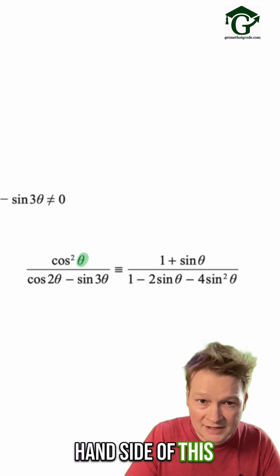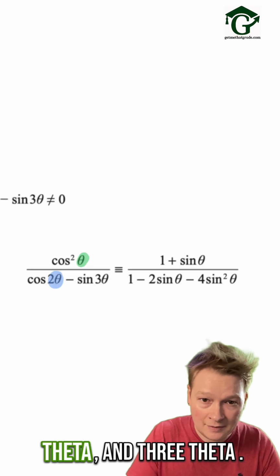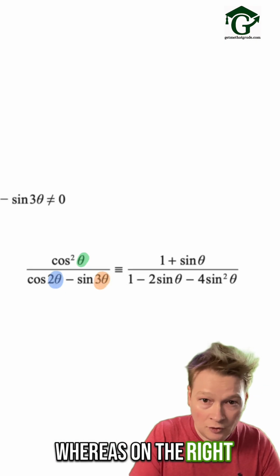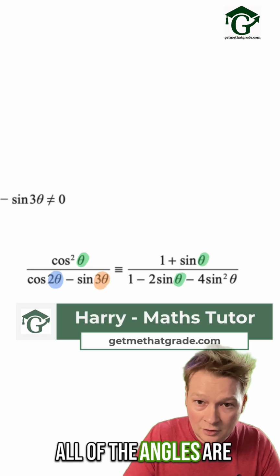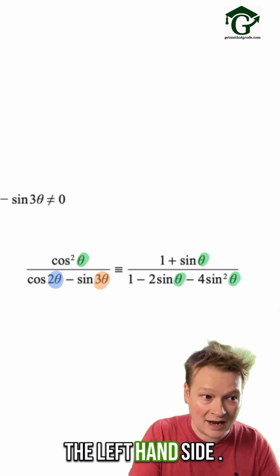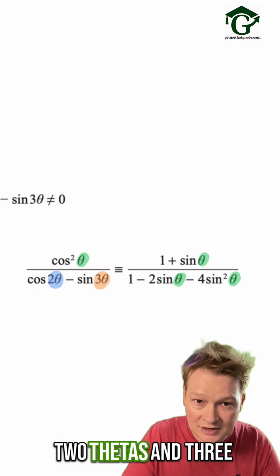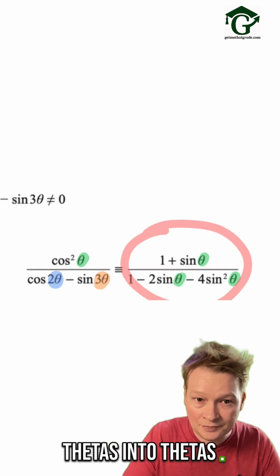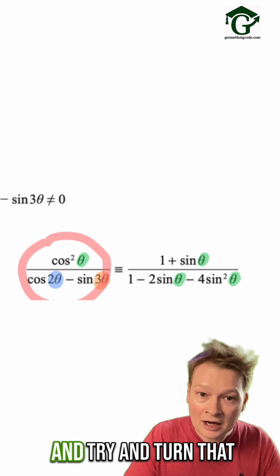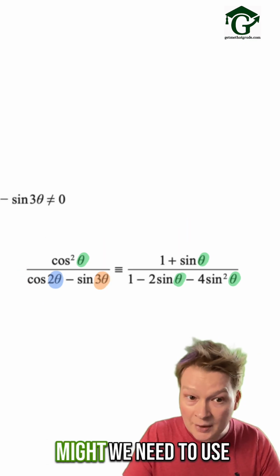Notice that on the left-hand side of this equation, we have a mixture of angles. We have theta, 2 theta, and 3 theta. Whereas on the right-hand side, all of the angles are theta. So there's more to do on the left-hand side. We can use trig identities to turn these 2 thetas and 3 thetas into thetas. So we're going to start with the left-hand side and try and turn that into the right-hand side, step by step. So what trig identities might we need to use here?